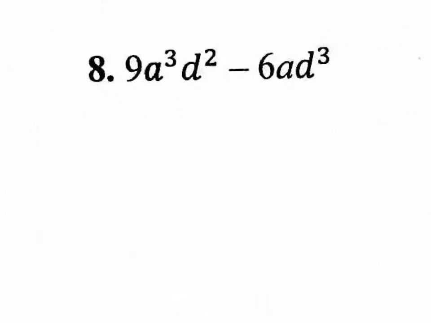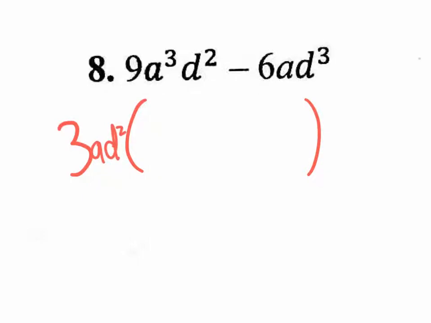Two terms, parentheses. How about those numbers, 9 and -6? What could I pull out? 3. How about those variables, A's and D's? How many A's could I pull out from both at the same time? 1 A. And how about those D's? 2 D's, right? There's a D squared and there's a D to the third. The maximum amount of D's you could pull out from both at the same time is D squared. So you have 3AD squared.